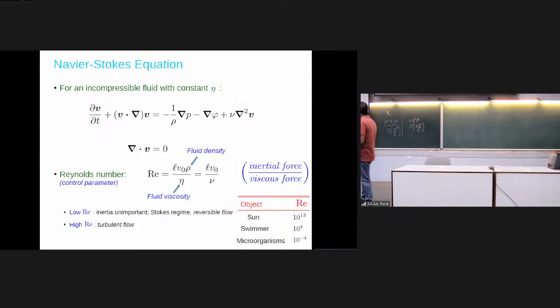Typical Reynolds number of the sun is 10 to the 13. A swimmer, given the viscosity of say water, is 10 to the 4, which is highly turbulent. So as you see, if this number is large, the non-linear effects are very important, right? I mean, you are taking a ratio of this to this. So if large Reynolds number, this non-linearity is going to play a very major role.